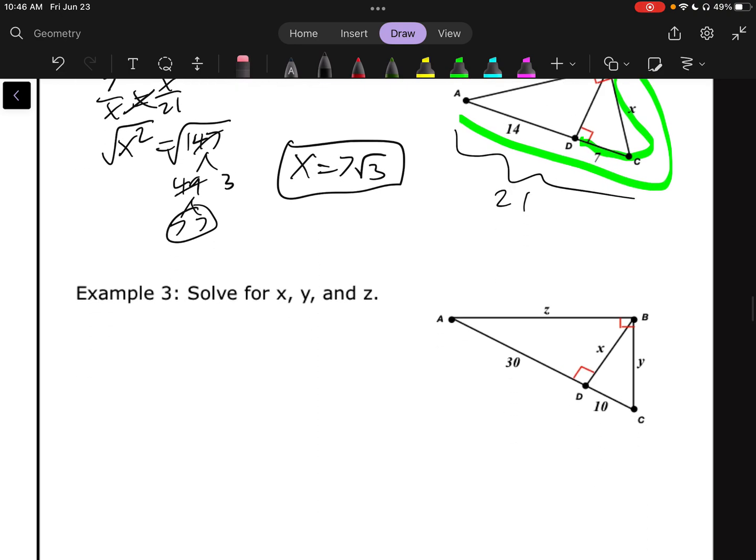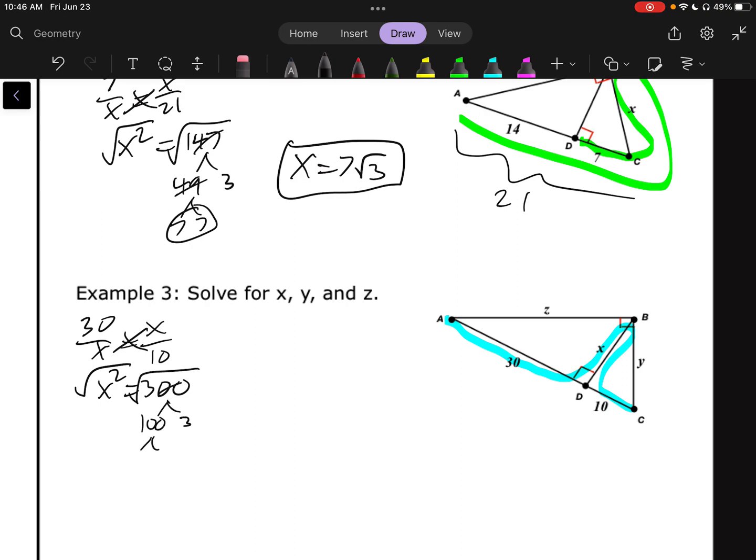Then our last one, the big one. So let's grab x first. 30 over x equals x over 10. It's going to give me x squared is equal to 300. 300, I like 100 and 3, because 100 gives me the nice pair of 10s. So x will be 10 square root 3.